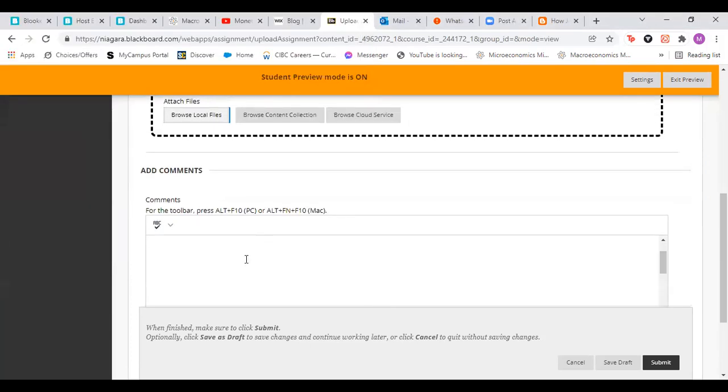Or you can add comments. What you can also do is a 1A, 2B. You can fill out your answers here if you want. It's up to you, whatever you want to do. And so on. And then just press submit.